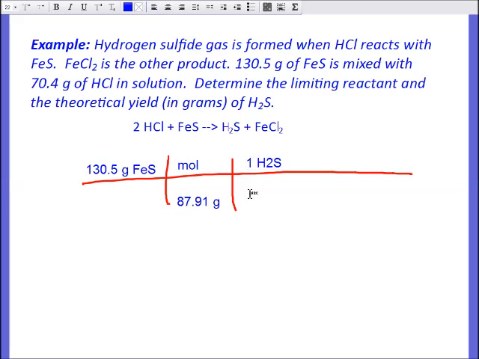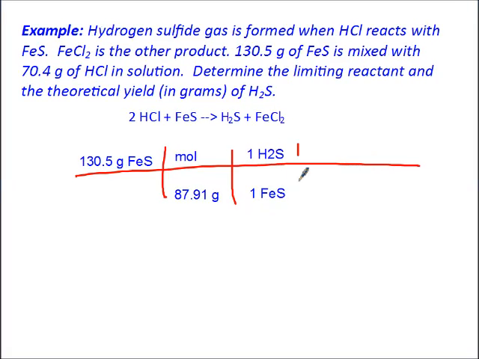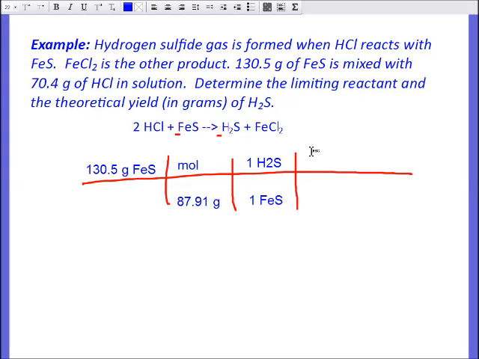And I'm going from 1 FeS. Again, the numbers in front come from the coefficients in this. There's nothing there, that means it's a 1. And finally, I go to the molar mass of H2S, which is 34.08 grams for every mole.